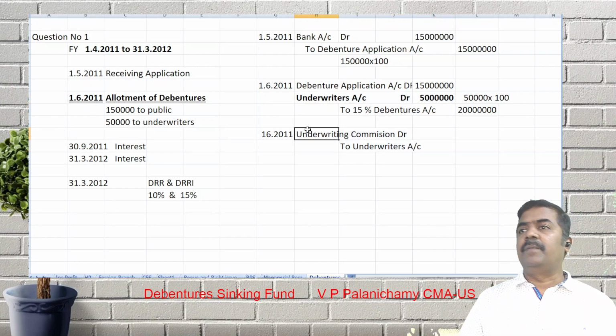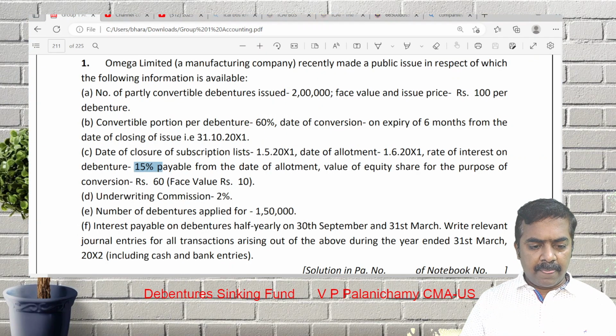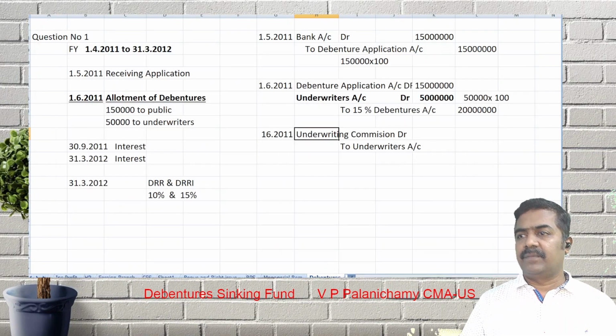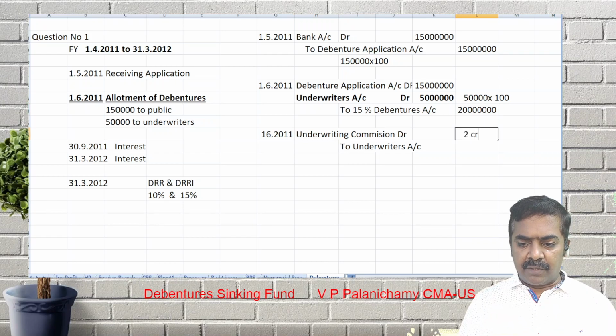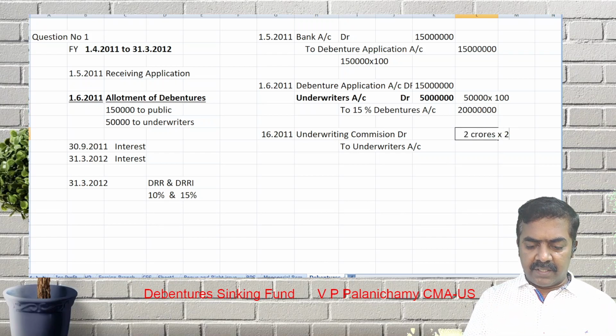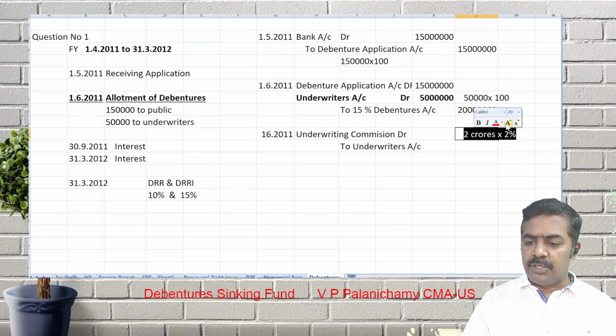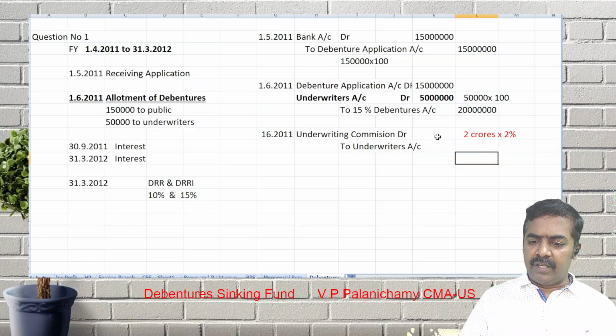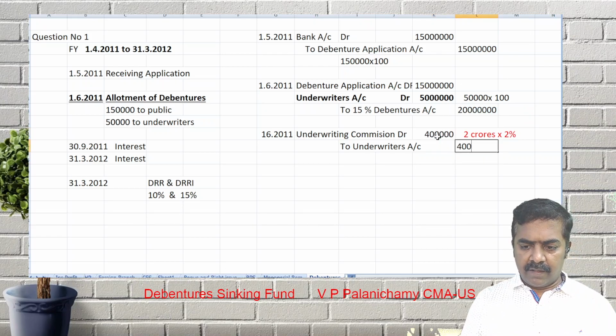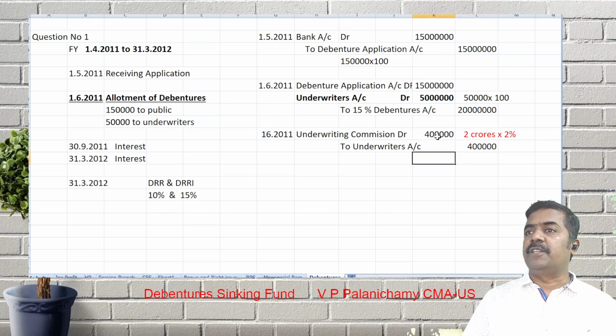So how much will be the underwriting commission given in the question? 2%. 2% on which value? 2 crores, on the issue price. Guarantee is given for 2 crores. On 2 crores, 2% they are eligible, not on 50 lakhs. Otherwise, if fully subscribed, there would be zero underwriting commission. Underwriters are eligible for a commission on the issue price of debentures. 2 crore into 2% comes to 4 lakhs.